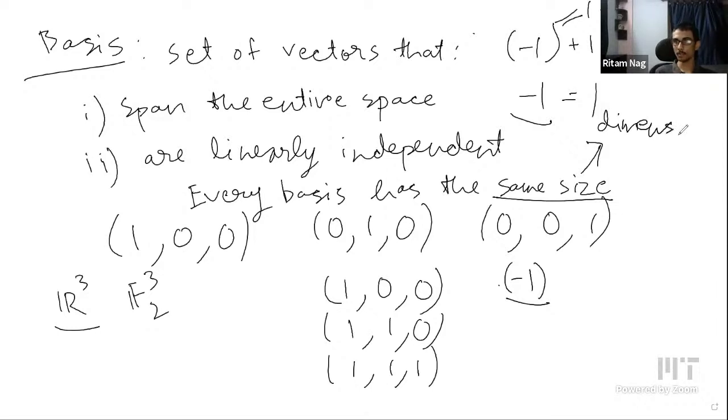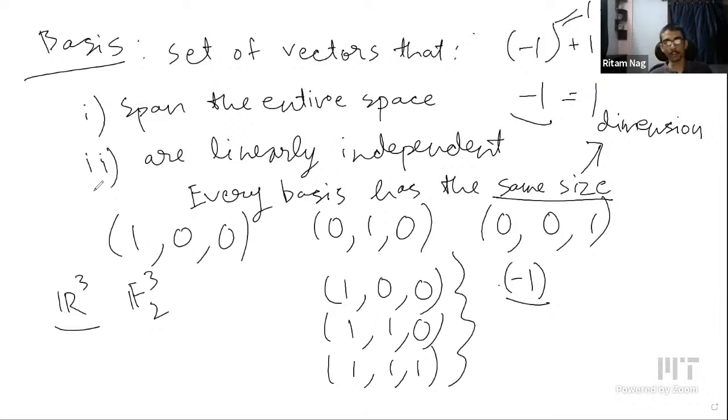This size is called the dimension. So for example, (1,0,0), (0,1,0), and (0,0,1) is one basis of F2^3 or R^3. So the dimension of F2^3 or R^3 is 3. And similarly, another possible basis was (1,0,0), (1,1,0), and (1,1,1). And the size of this set is also 3. So the dimension has to be.